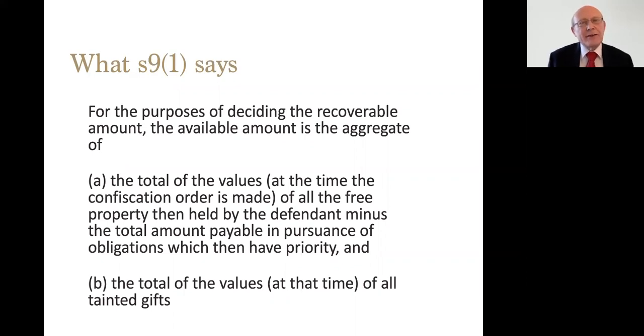And obviously, if he had made tainted gifts which were taken into account in his available amount in the confiscation order, then those tainted gifts are going to be taken into account in his available amount today. But other than that, we're looking at his assets and liabilities today. So if there are assets which he did have at the time of the confiscation order, but which he no longer has, for example, he might have realized them to pay off the original order, then we don't take those into account in this new calculation under subsection 3.